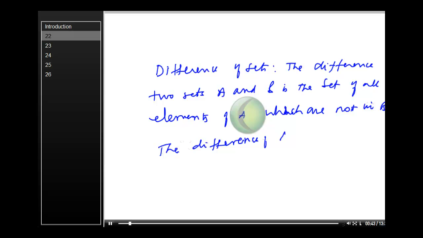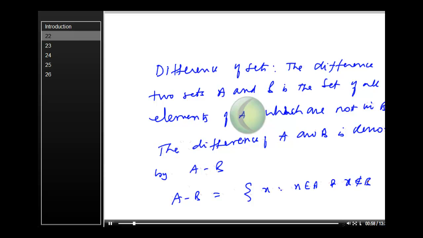The difference of A and B is denoted by A minus B. In set notation, it is the set of all x such that x belongs to A and x does not belong to B. So if I say A is 1, 2, 3, 4, 5 and B is 3, 5, 6, then A minus B will be 1, 2, 4, the set of all elements in A but not in B.